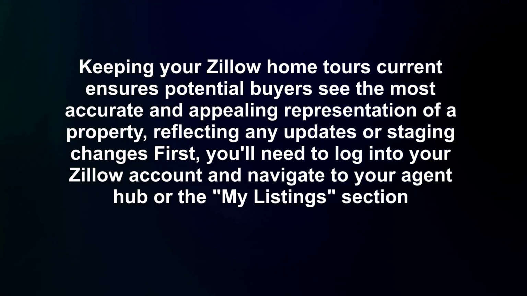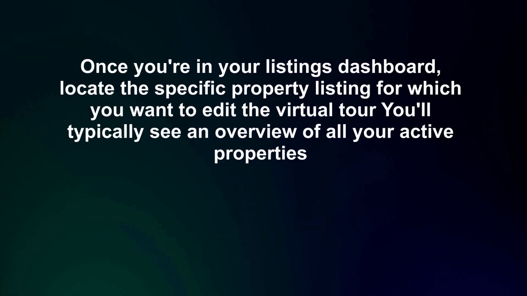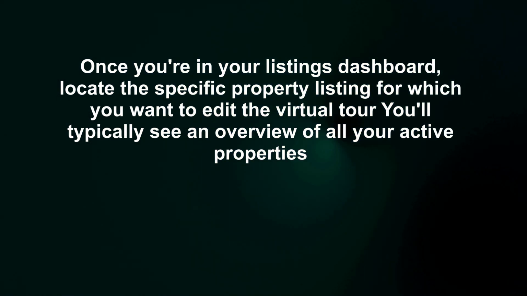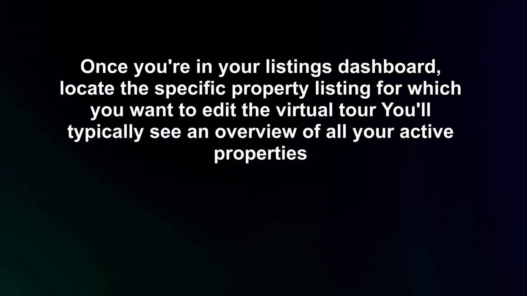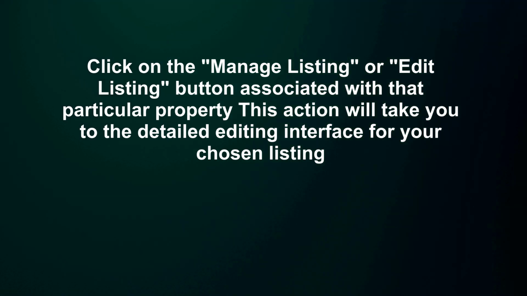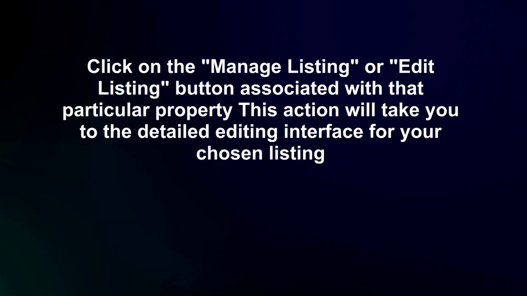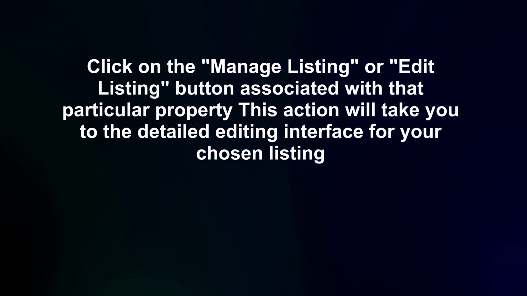Hub or the My Listings section. Once you're in your listings dashboard, locate the specific property listing for which you want to edit the virtual tour. You'll typically see an overview of all your active properties. Click on the Manage Listing or Edit Listing button associated with that particular property. This action will take you to the detailed editing interface for your chosen listing.